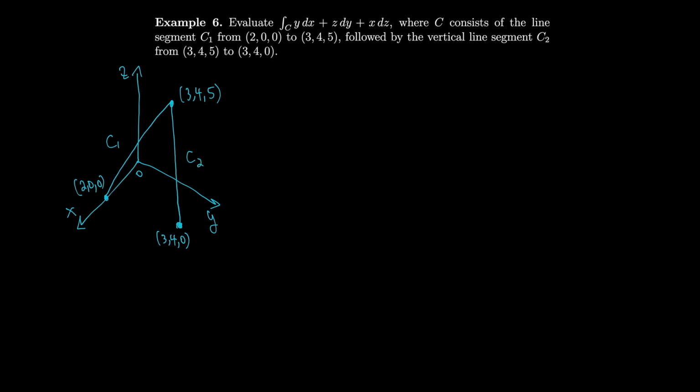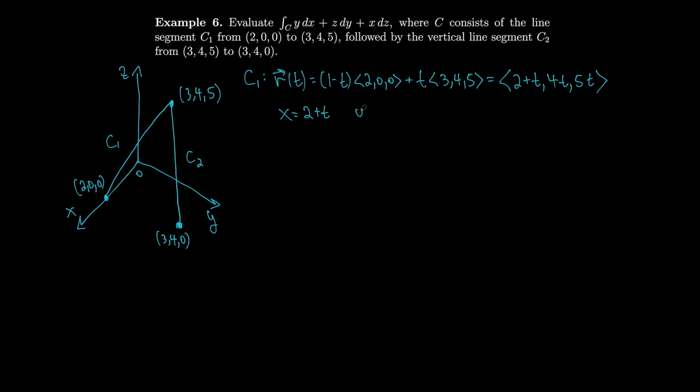So how about we parametrize C1? For C1, we'll use our parametrization of a line segment. r of t is (1 minus t) times our initial vector, which in this case is (2, 0, 0), plus t times our terminal vector (3, 4, 5), and multiplying through and combining everything, we get that our x component is 2 plus t, our y is 4t, and our z is 5t. So that means that we can write x equals 2 plus t, y equals 4t, and z equals 5t, where t goes between 0 and 1. So this is for C1.